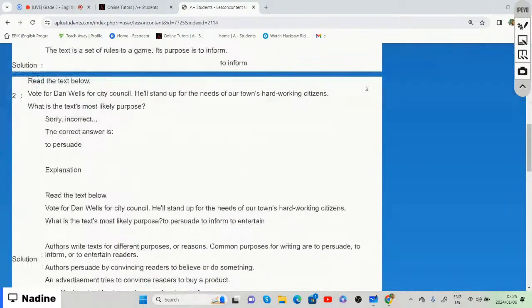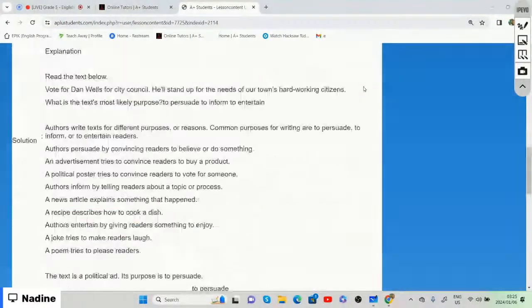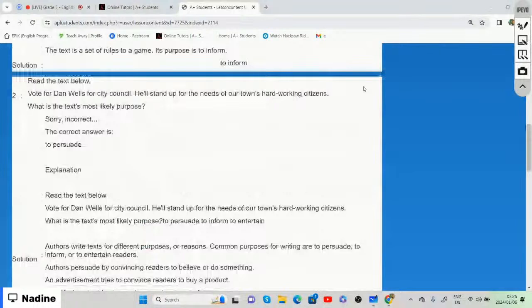All right, let's go to another text. So we're going to have to say if the next text is either to persuade, to inform, or to entertain the reader. So we need to read the text below. Vote for Dan Wells for city council. He'll stand up for the needs of our town's hard-working citizens.